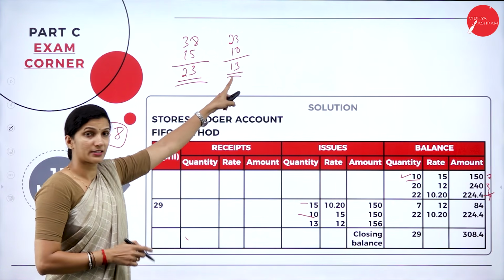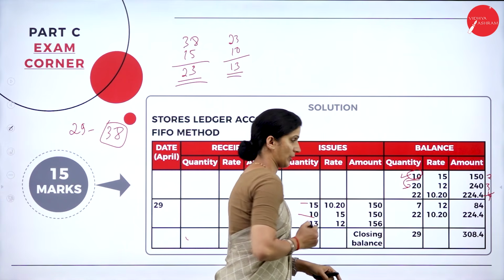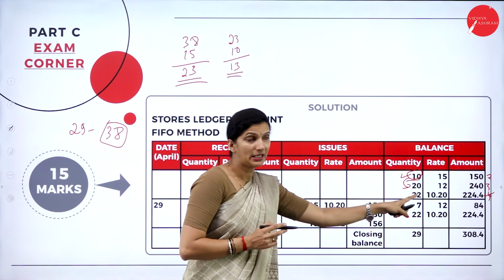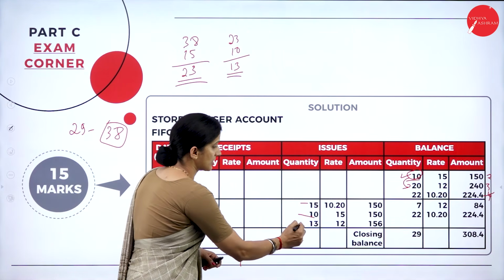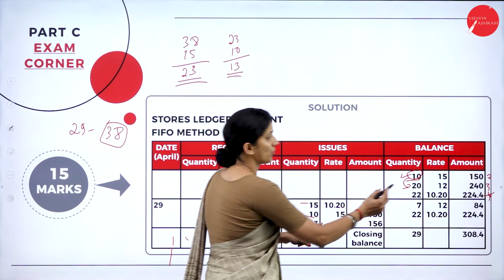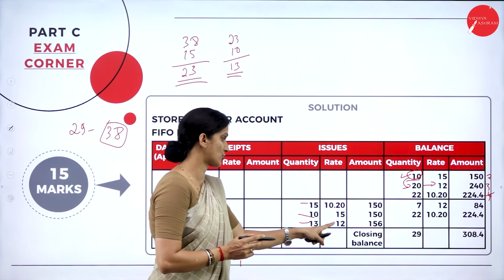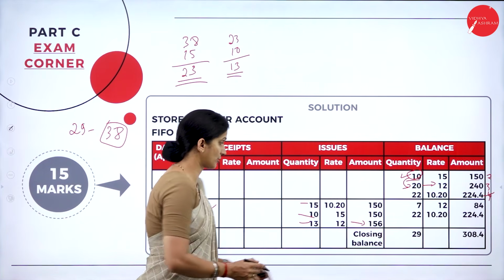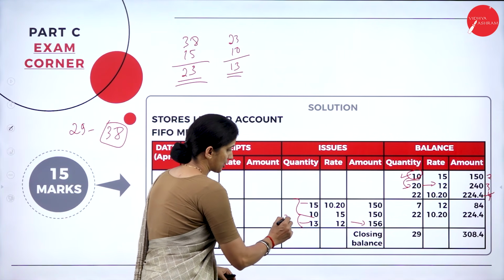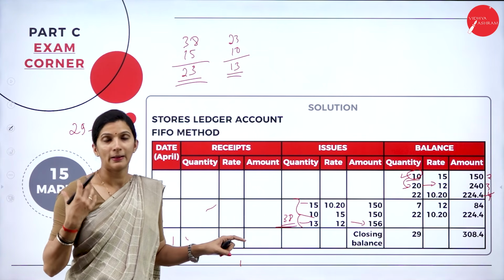And for this 13, after this lot is over, we'll go for this one. So that means from 20, now we have remaining 13. So those 13 units will be issued. If you are using this lot, same price we need to take, that is 12. So 13 into 12, amount is 156. So now totally we have issued 38 units of material from the last 3 lots.